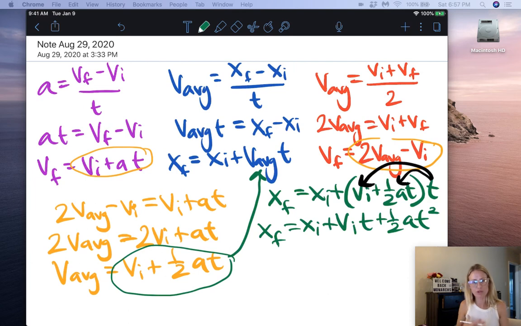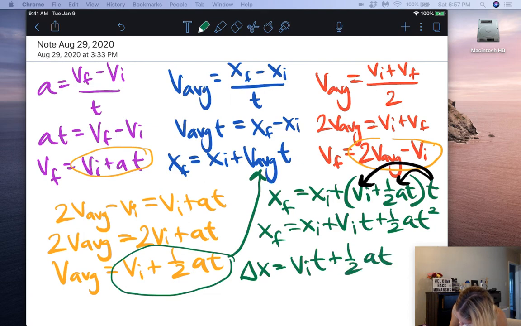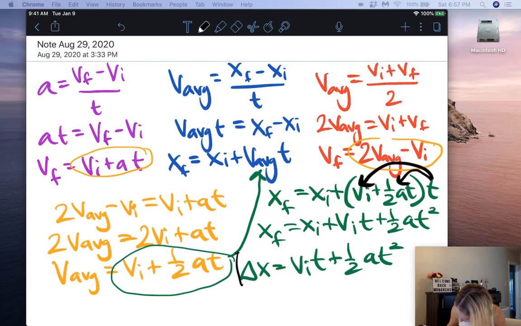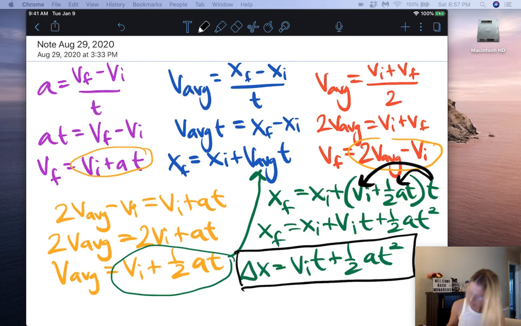And then all I'm going to do here, just to make it a little prettier, is subtract initial position from both sides, because I know final position minus initial position is just displacement. So if I subtract initial position from both sides, I get displacement is equal to initial velocity times time plus 1/2 acceleration times time squared. And that is my final answer for my equation. So this is called the second basic equation in physics.